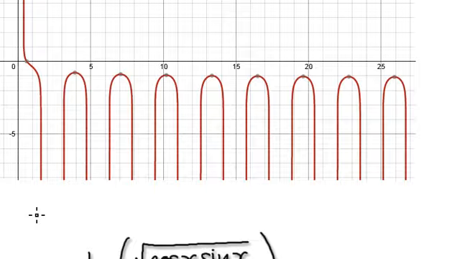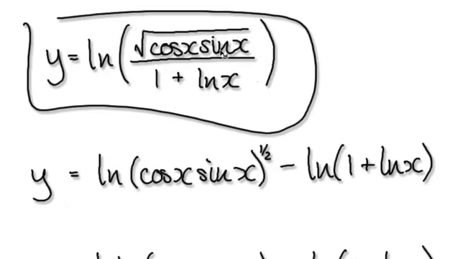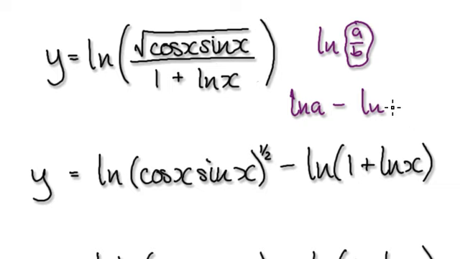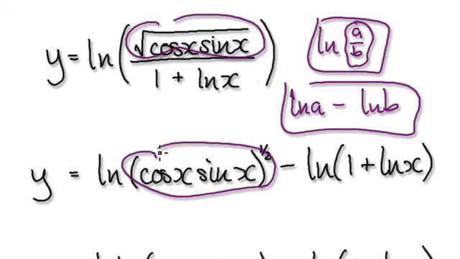Okay. So to differentiate this here, visualize this bit here. At the moment you've got log of a over b here. Whenever you have this, you can immediately jump to this: natural log of a take away natural log of b. So this will be log of this, that's this bit here, and then take away the log of this.